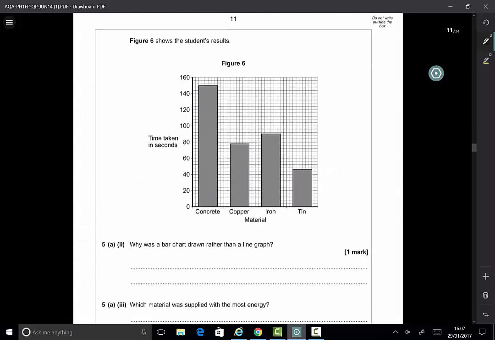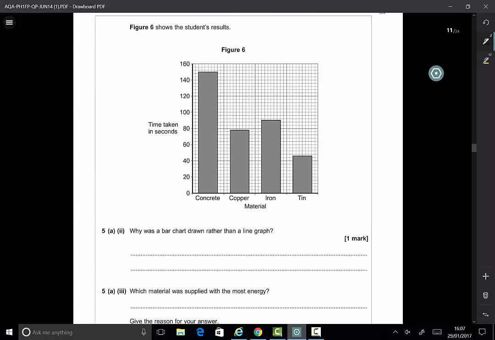Okay, so here are the students' results. Why is a bar chart drawn rather than a line graph? Okay, this is an answer you can just remember. Whenever they ask why it was a bar chart, it's because the independent variable, the one you change, is a categoric variable. Okay, so we've got it in different groups rather than numbers.